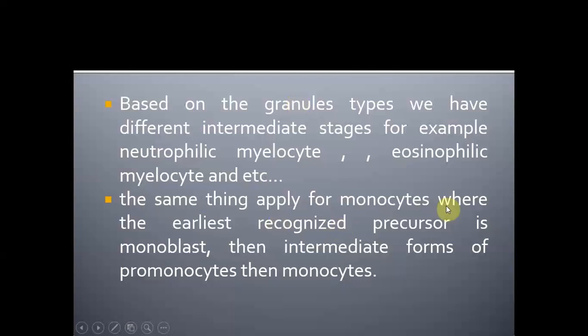The same thing applies for the monocytes also. The earliest recognizable precursor will be the monoblast, but they don't have the same pattern of differentiation. We will not focus on it too much, but let us know that the monoblast will pass into intermediate forms, into promonocyte and then a monocyte.